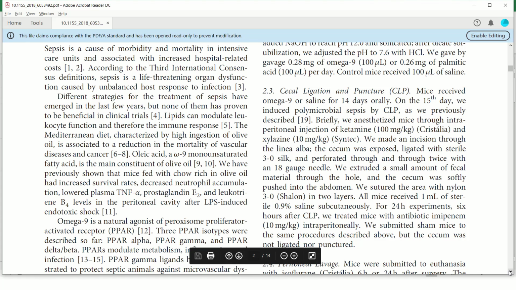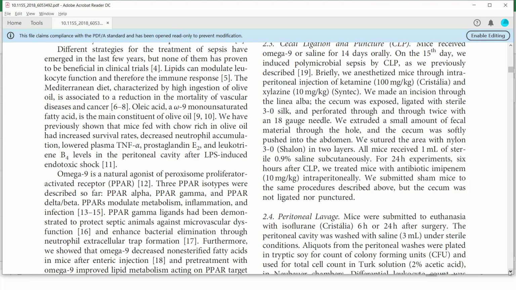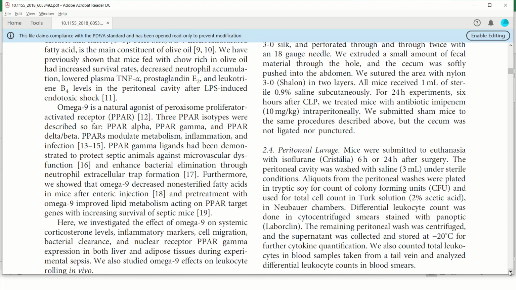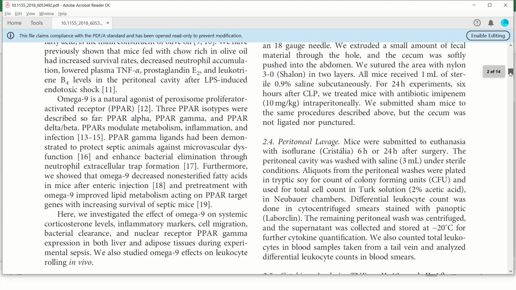Okay, so they describe all of that, but they don't actually tell why they did it. So they have not justified the model. They have said that they have done it, and we submitted sham mice to the same procedures described above, but the cecum was not ligated. Okay, so they have the sham mice.